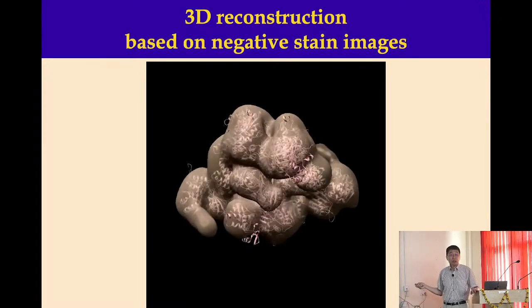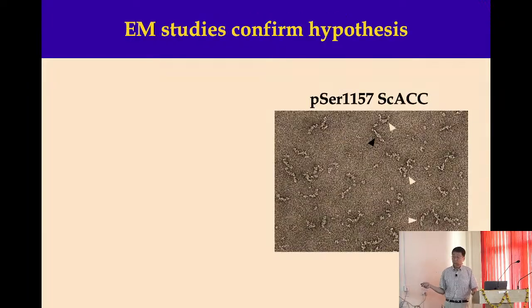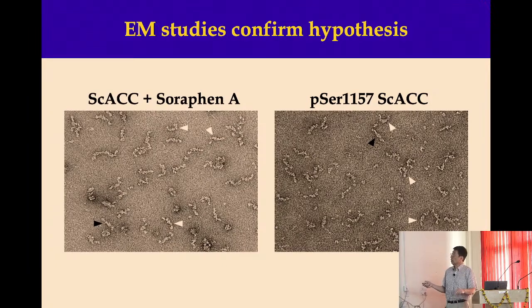So can we show how phosphorylation works? If you phosphorylate serine 1157 and look at EM, even in the presence of citrate, you see the dimer fell apart. You see the linear state or the curved state. You don't see the globular state. Okay. Similarly, sulfon A does the same thing. So that shows essentially how they work.